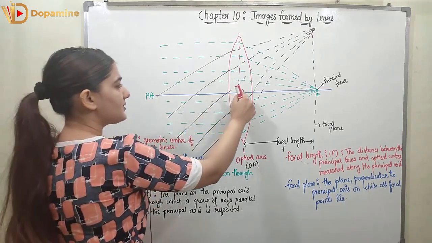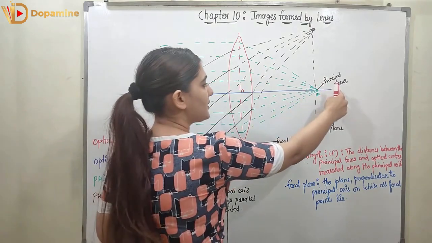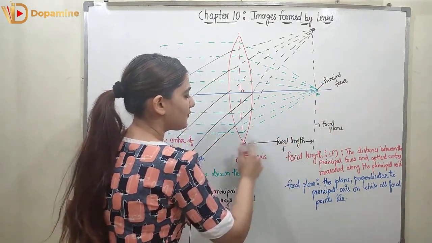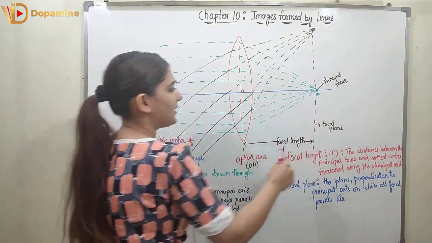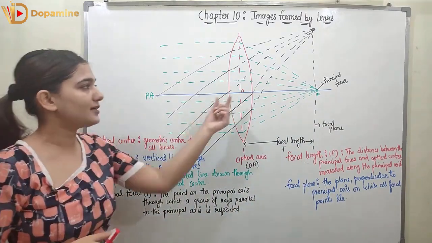So now here this is the center O and this is the PA, this is the principal focus F and this is the focal length, this is the focal plane. Now what are all these things? Let's understand. So first of all, optical center.